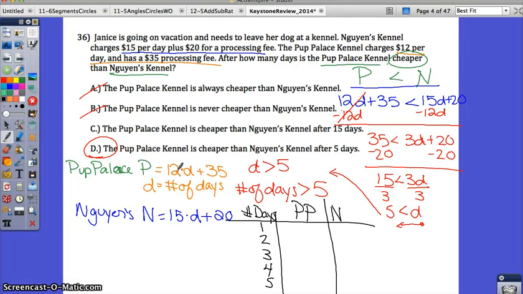Pup Palace after 1 day would be 1 times 12 plus 35 or $47. The other one would be 1 times 15 plus 20, which would be $35. So initially, the Pup Palace is more, but as we go on, we're going to see that it gets less, okay? So you could keep going with that table and find where it starts to become cheaper. Either way.